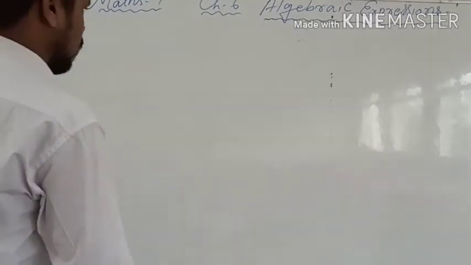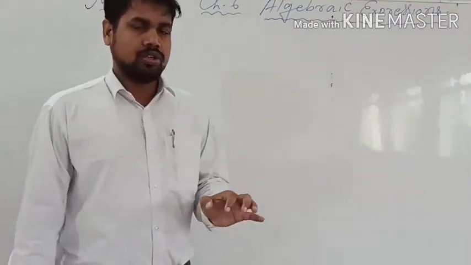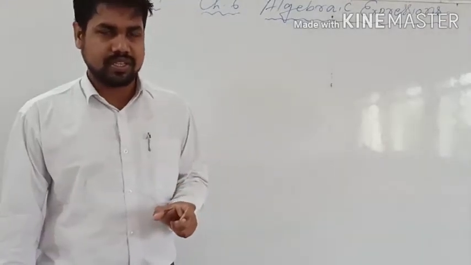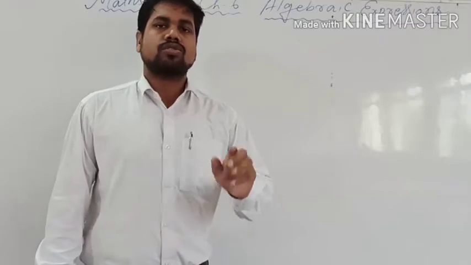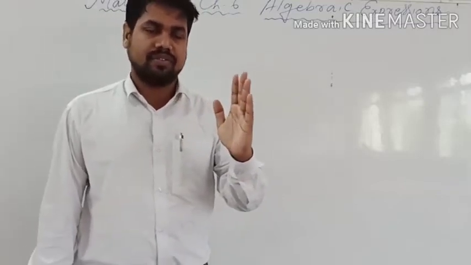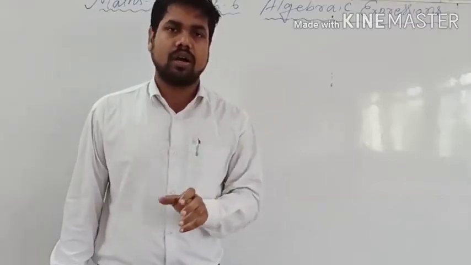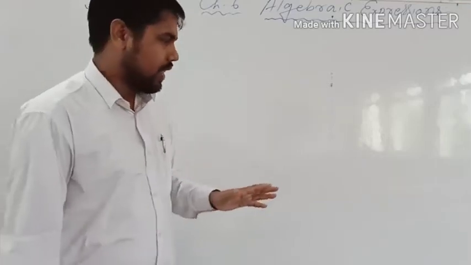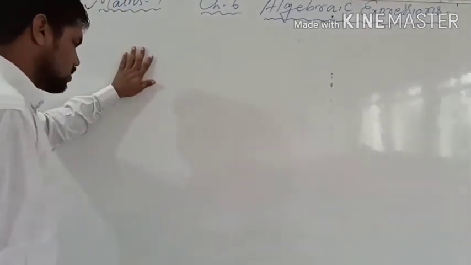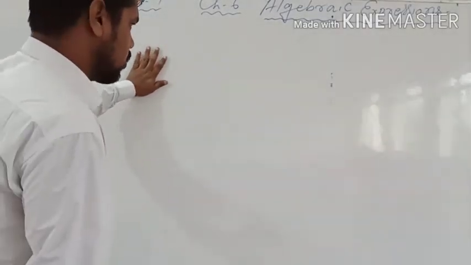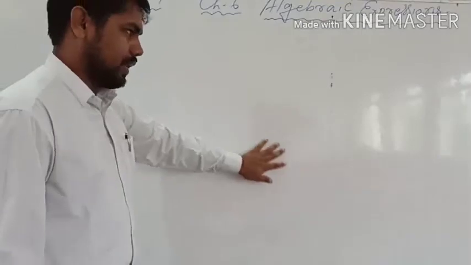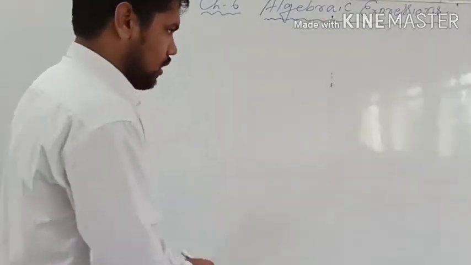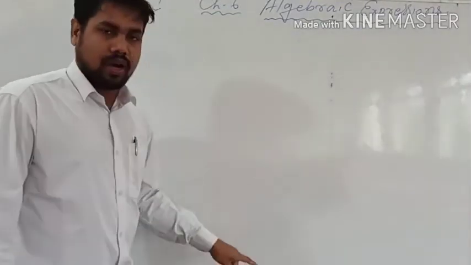Now, factors of an algebraic expression. If you take an algebraic expression, you will find two terms. One is constant, another is variable. Those two terms are also called factors. The constant is called the numerical factor, and the variable is called the literal factor.